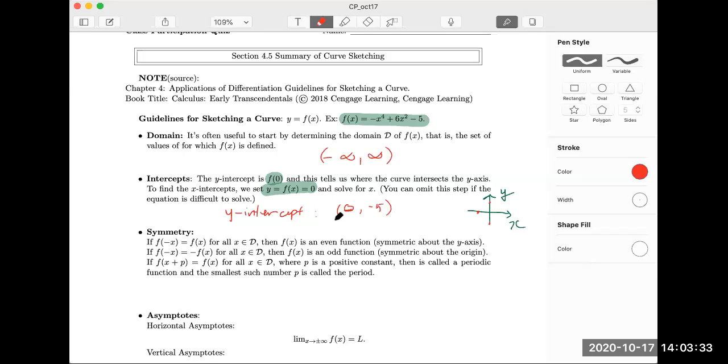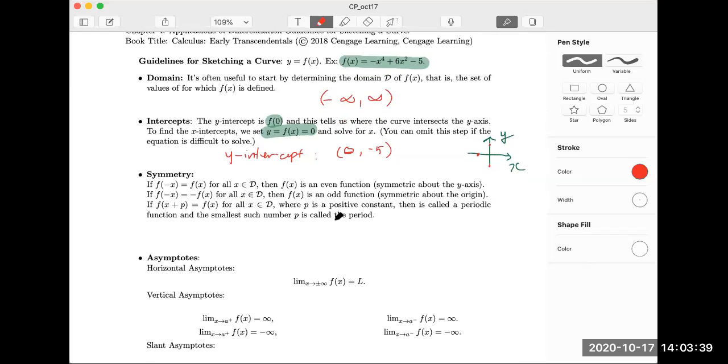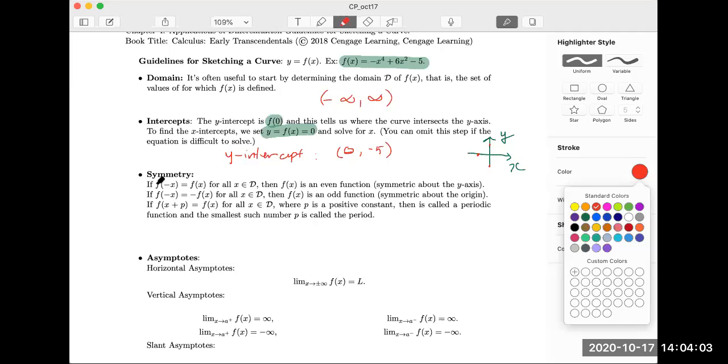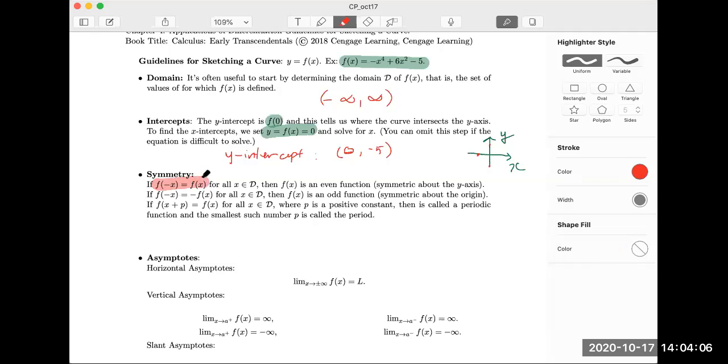Now, you can trace back to the notes of the day before to see the graph, okay? The symmetry. There are three types of function: first, the odd function, the even function, and the periodic functions. Let us talk about the even function first. The even function is a function where evaluating the value of negative x gives us the same value as f of x. We call it an even function, just the definition.